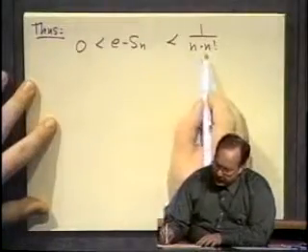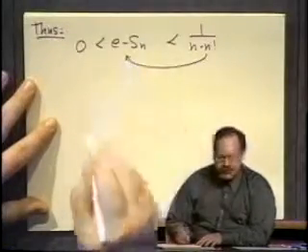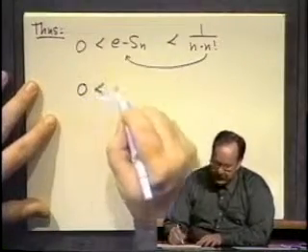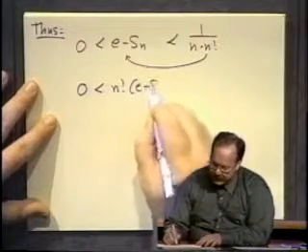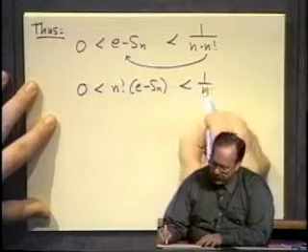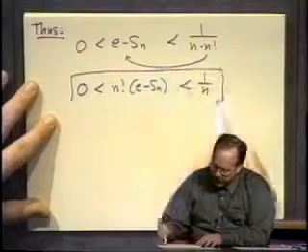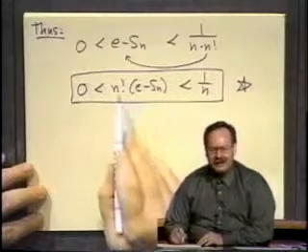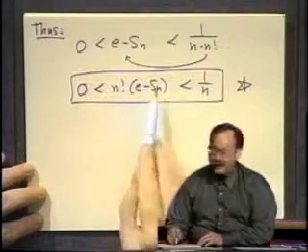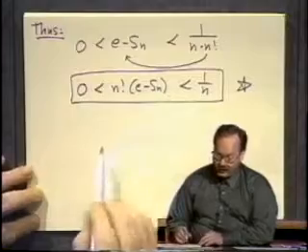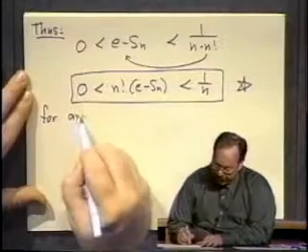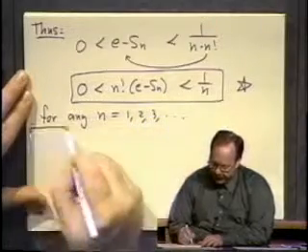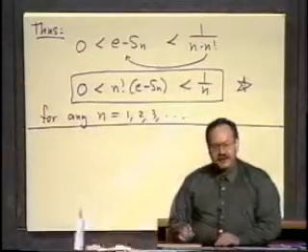I'm going to take the n factorial here and just move it up to there by multiplying through by n factorial. So I end up with this. 0 is less than n factorial times e minus s sub n less than 1 over n. And that's what I wanted to conclude here. So this is my starred statement, that this funny number in the middle, this n factorial times e minus s sub n number, whatever it is, is between 0 and 1 over n, and that's for any n. Remember, for any n, 1, 2, 3, etc. Okay, that's the result I needed.